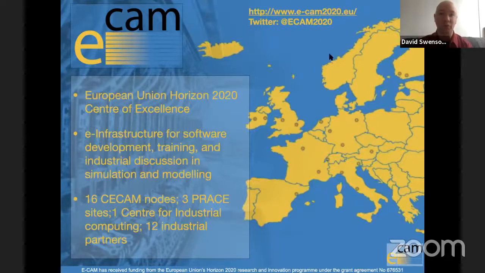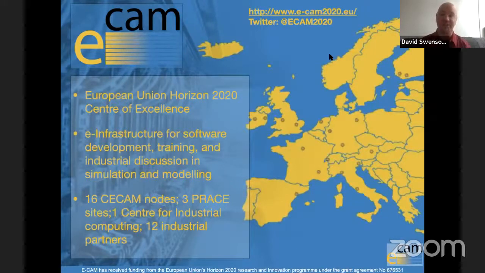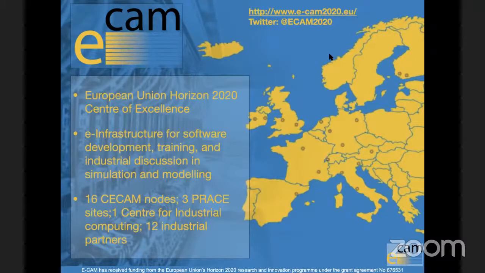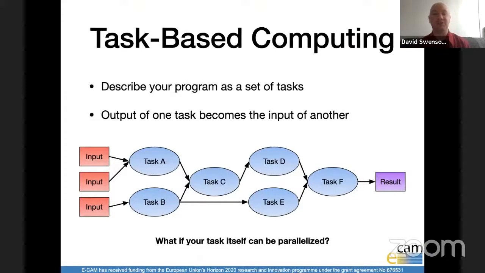The stuff that we really want to do today will be talking about how you can push further to the exascale by wrapping tasks in Dask. So the question today is, what if your task can be parallelized? We've talked about this idea of task-based computing, where you describe your program as a set of tasks. The output of one is the input of the next one. But what if the individual task can be parallelized?